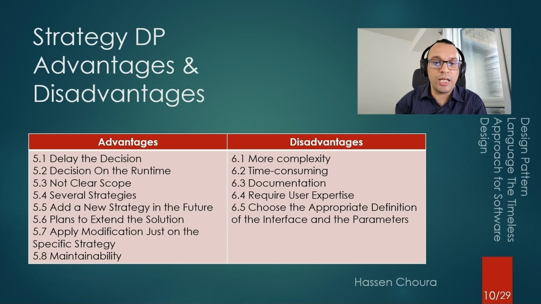Also, we may require to add some documentation on when the user needs to use strategy A and when the user is required to use strategy B. In those cases, we may also require some user experience or expertise that will allow them to determine the appropriate strategy. The last point is related to defining the appropriate interface. As you may expect, defining an interface that will allow us to support several strategies, and those strategies that we will add in the future, will be quite challenging.